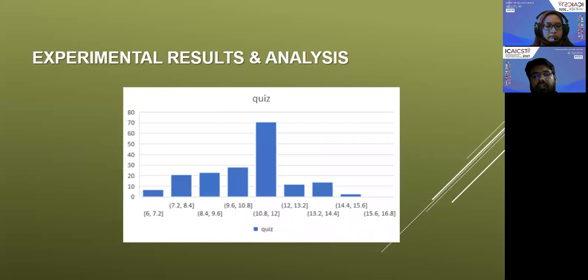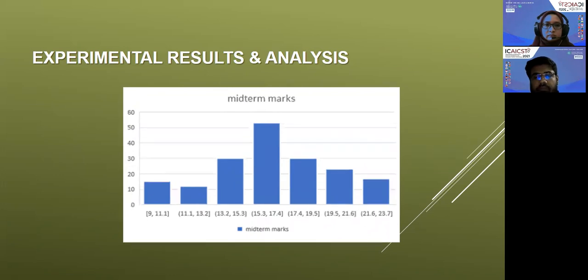In the quiz, which was out of about 15 marks, most of the students got quiz marks from 10.8 to 12, which is the average mark a student can get. After that, the midterm is out of 25 marks, and students' marks were mostly from 15 to 17.4.